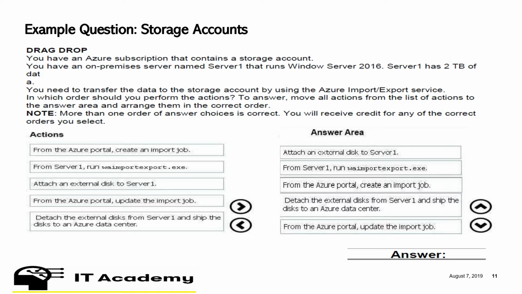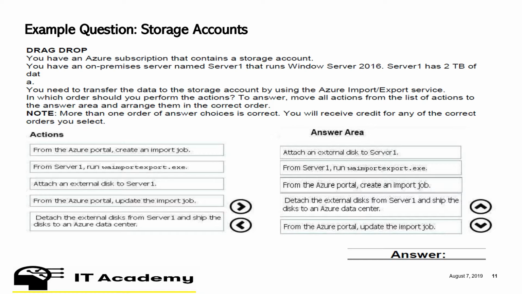So the first thing we've got to do is actually attach the external disk to Server 1. That means either plugging it into a USB port or plugging it in through a hot plug and play type of port. Then on Server 1, we need to run the WAImport utility. What that means is that utility that we download from the Azure website is going to prep that physical removable hard drive to be able to store that data.